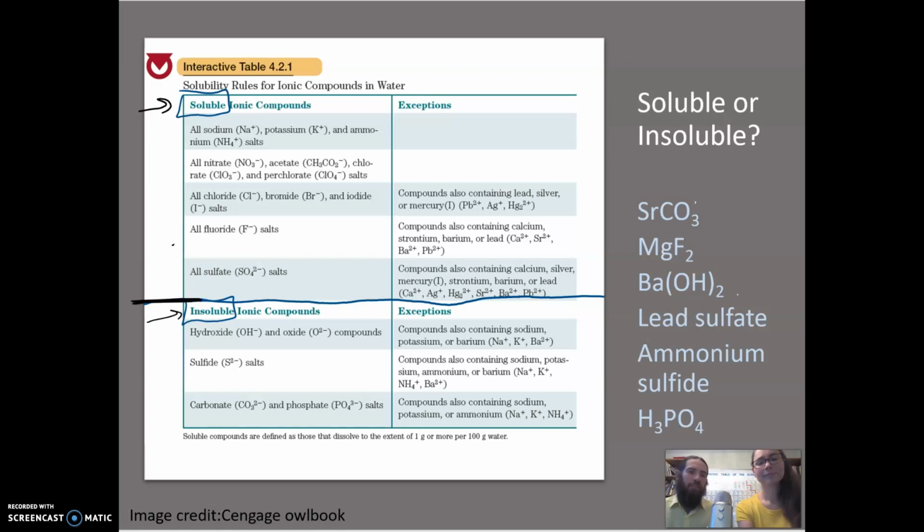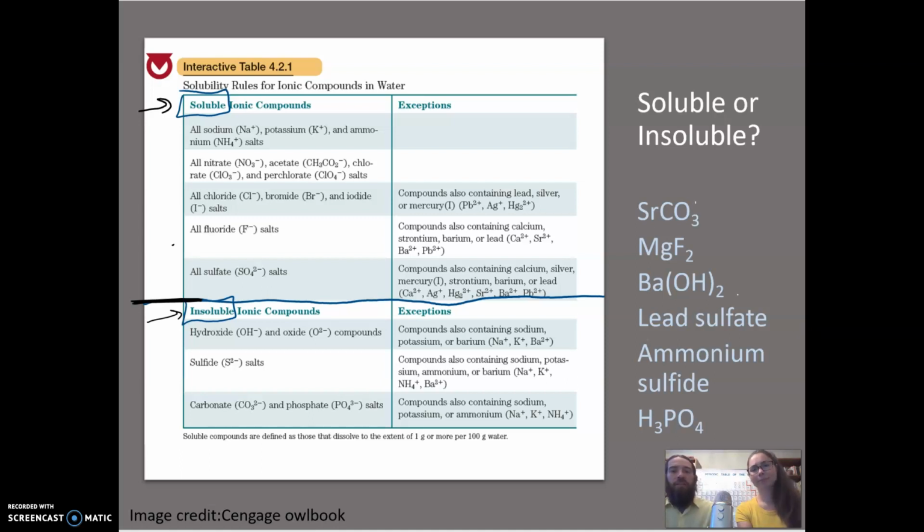And if you look, what they're showing, it's mostly anions, or negatively charged ions. So when you have a compound, it's good to start with the anion, try to find the anion, and determine if it's under the soluble ionic compounds or the insoluble. And then lastly, we'll look at the cation and see if that's one of the exceptions. So it could be a soluble anion, but maybe the cation that's with it makes it an exception, and what that would mean is it's insoluble.